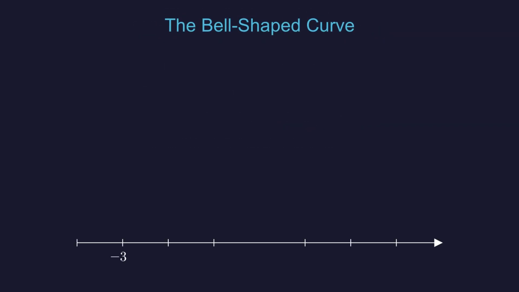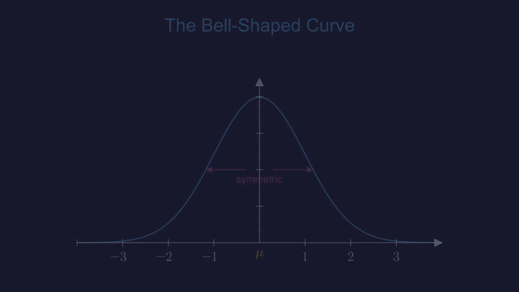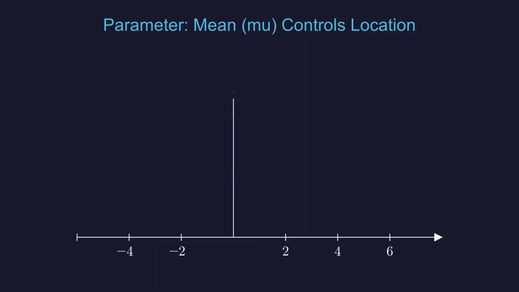The normal distribution is recognized by its familiar bell shape. It is a smooth, continuous curve that rises to a peak at the center. The peak occurs at the mean, mu. The curve is perfectly symmetric around mu, meaning the left and right halves are mirror images of each other. The total area under the curve equals exactly 1. Normal distributions form a family defined by two parameters.